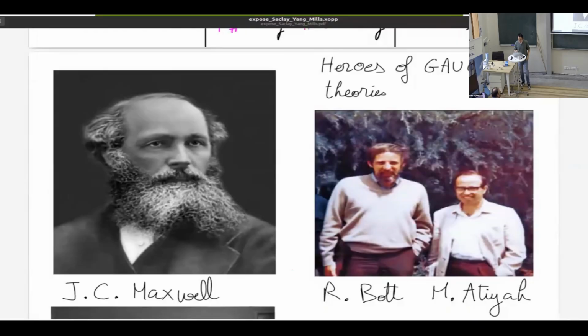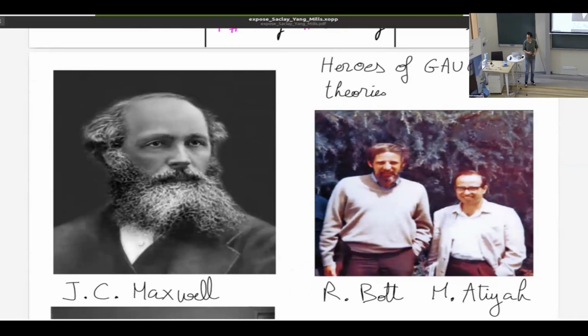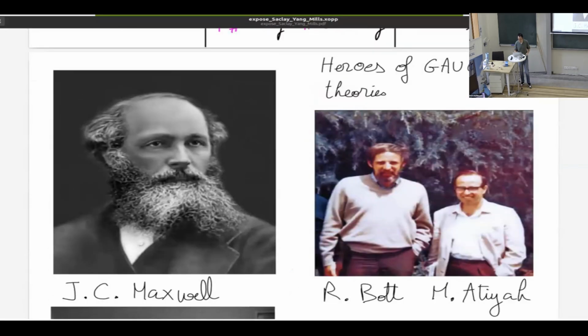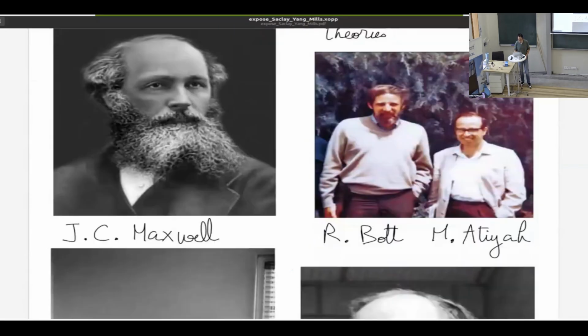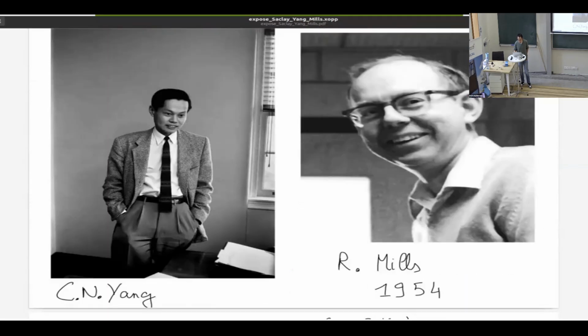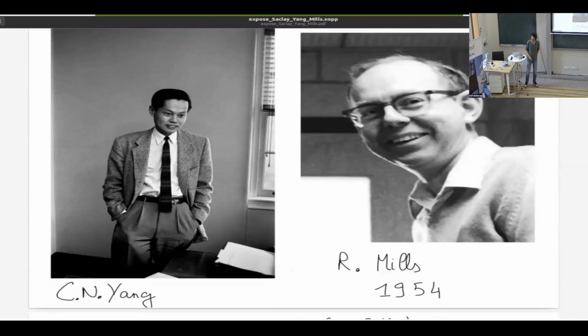So the main character of my talk will be connections. This is a talk about gauge theory. The heroes of gauge theory in this talk are going to be Maxwell, probably the founder of the subject, and physicists Chen-Ning Yang and Robert Mills, who wrote the first paper about the subject in 1954.